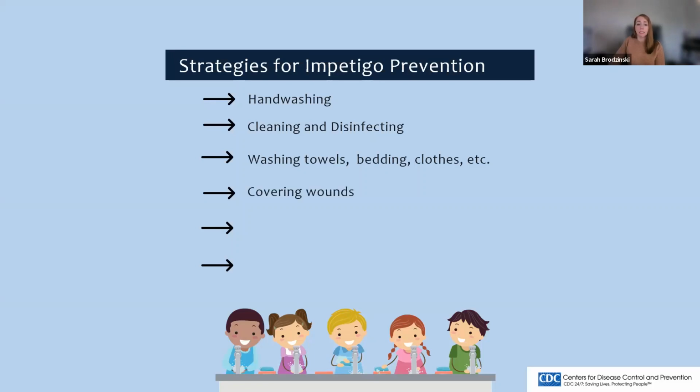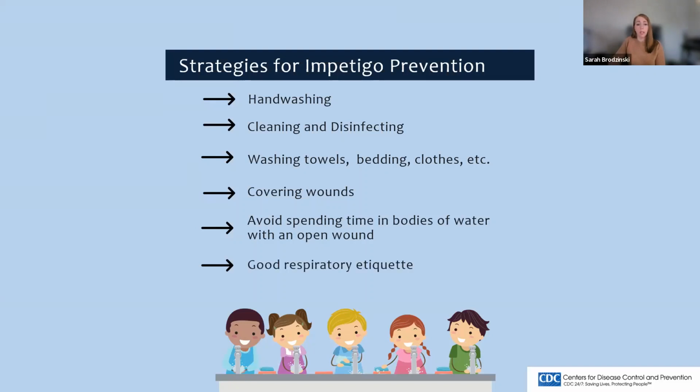Additionally, CDC recommends that those with open wounds should avoid spending time in swimming pools and any natural body of water, such as lakes. And lastly, strep, one of the bacteria that can cause impetigo, can also be spread via the respiratory route as well. So teaching kids good respiratory etiquette, like covering your mouth when you cough or sneeze and coughing into your elbow instead of your hands, is extremely important.